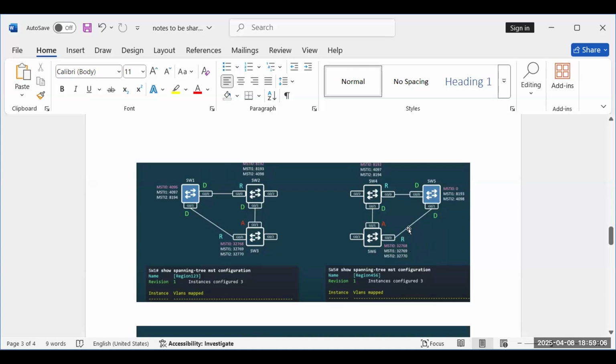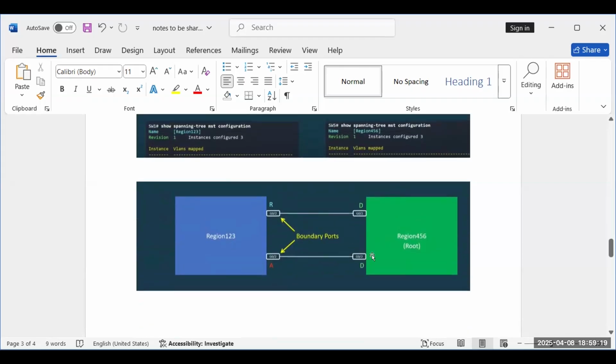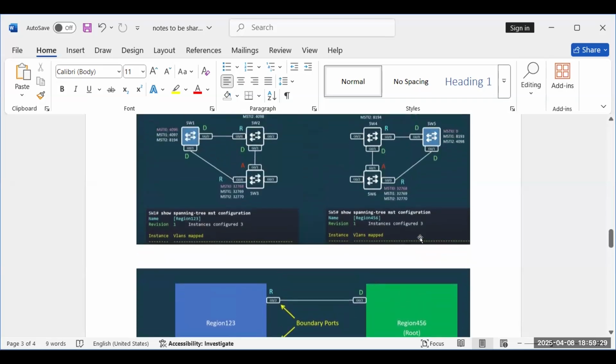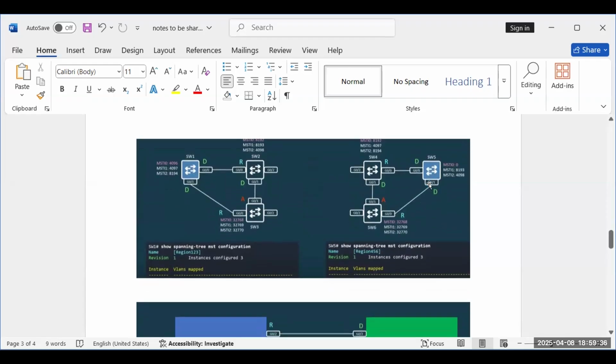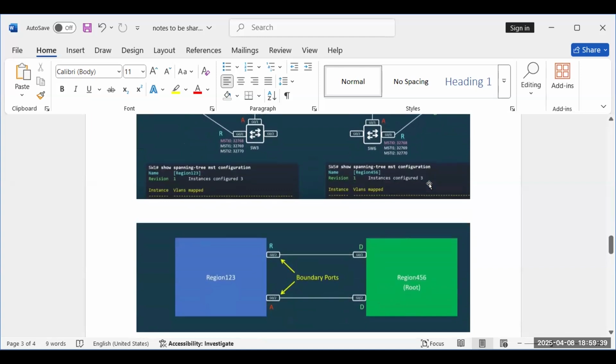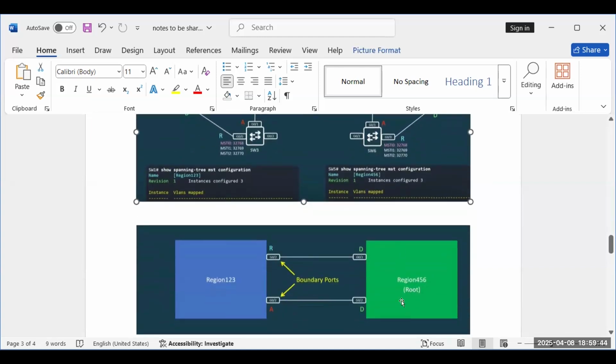When we physically combine these 2 regions by connecting the gigabit interfaces, this is how it will look logically. Region 456, region 123. Region 456 is selected as root because MST0 has the lower priority on this switch. That's why it's elected as the root bridge for this entire network. So here is the root bridge.